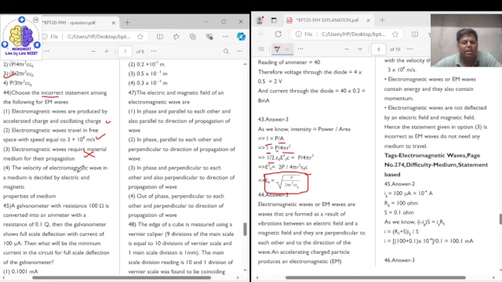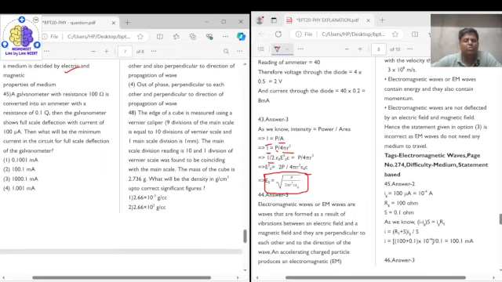The velocity of electromagnetic waves in a medium is decided by the electric and magnetic property of the material. Yes, it depends on mu naught and epsilon naught, mu and epsilon. This is also correct. So the correct answer for question 44 is option 3, which is the incorrect statement with respect to electromagnetic waves.